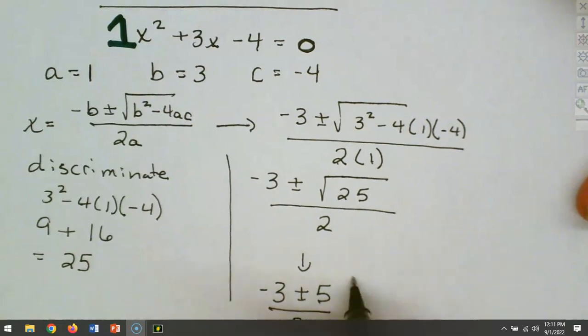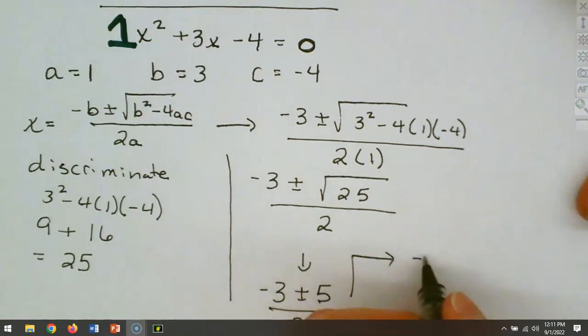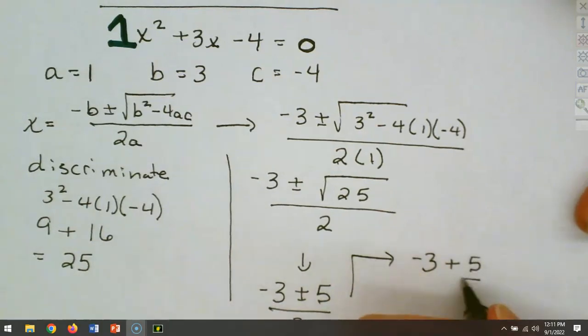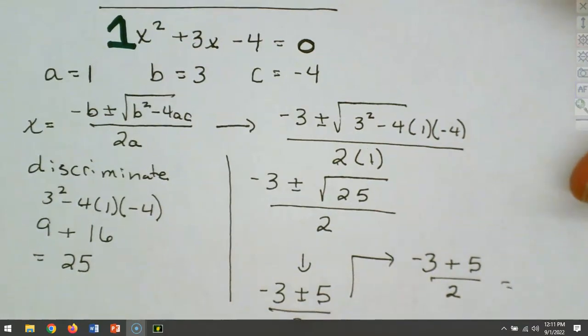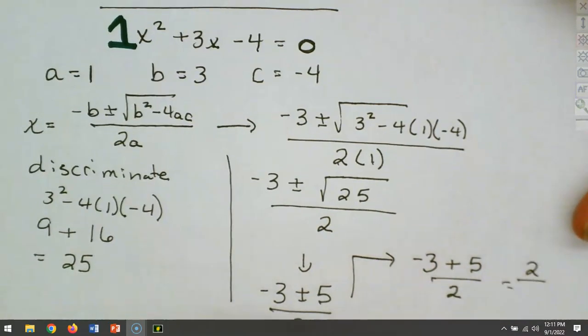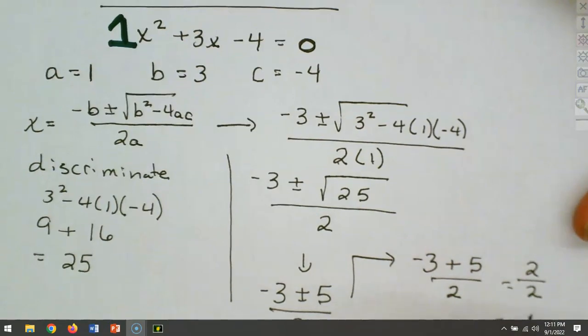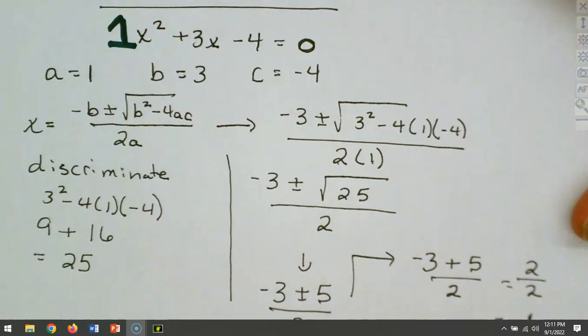Since the square roots are gone, let's go ahead and get our answers. And what do they look like? Minus 3 plus 5 over 2, and minus 3 minus 5 over 2. So minus 3 plus 5 is a 2 over 2, which is then a 1. Minus 3 minus 5, that's a minus 8 over 2, which is going to make it a minus 4.